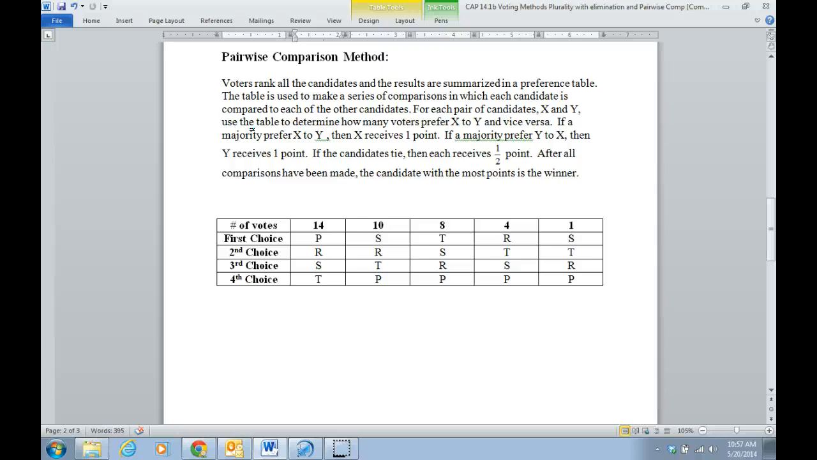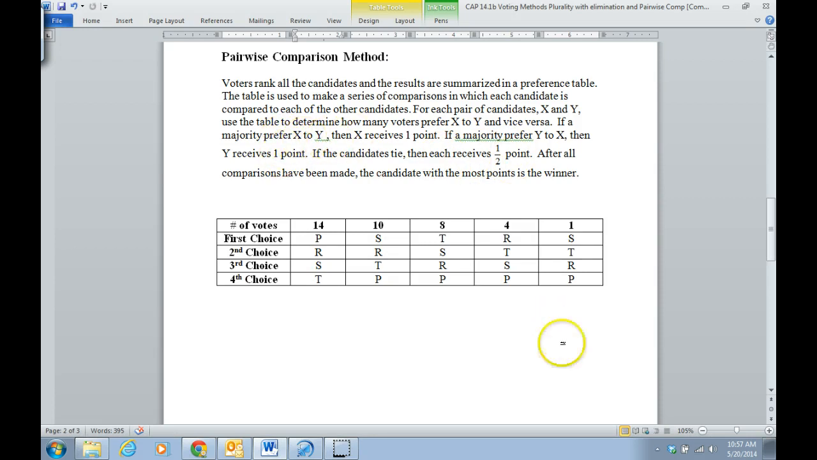If a majority prefer X to Y, then X receives 1 point. If the majority prefer Y to X, then Y receives a point. And if they tie, they each get a half a point. Now make sure you know that, because on your homework for today, there are some ties that you're going to have to deal with. So if they tie, you give both X a half point and Y a half point.